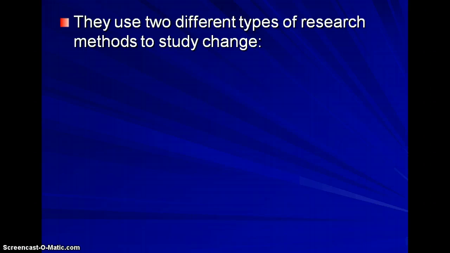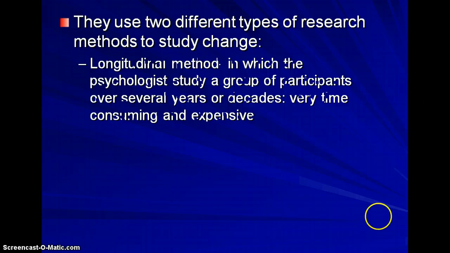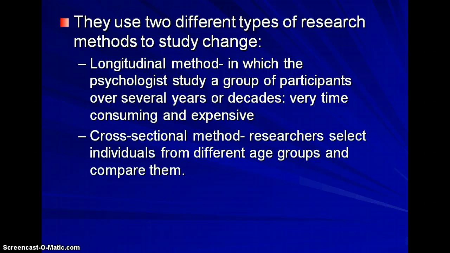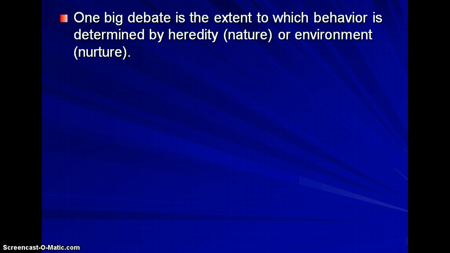They have two different types of research method. Now, you've already studied these. They've been in other chapters. Longitudinal method, where you follow a small group of people for a long period of time, even decades sometimes, can be very time consuming and very expensive. And the cross-sectional method, where we just grab kids all of a sudden at all different ages and then compare them to each other. So longitudinal much better, cross-sectional much faster. So we've already kind of covered that, so I'm just going to blaze through that.